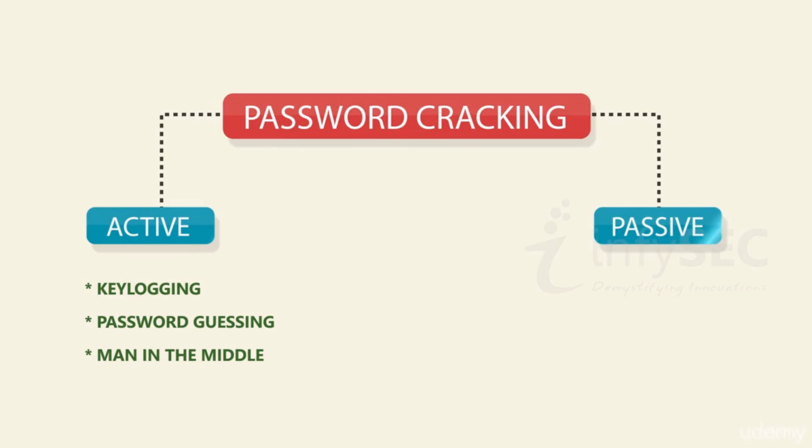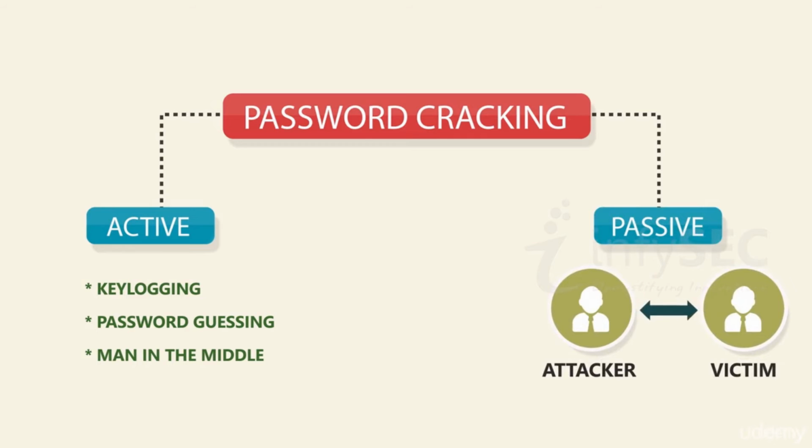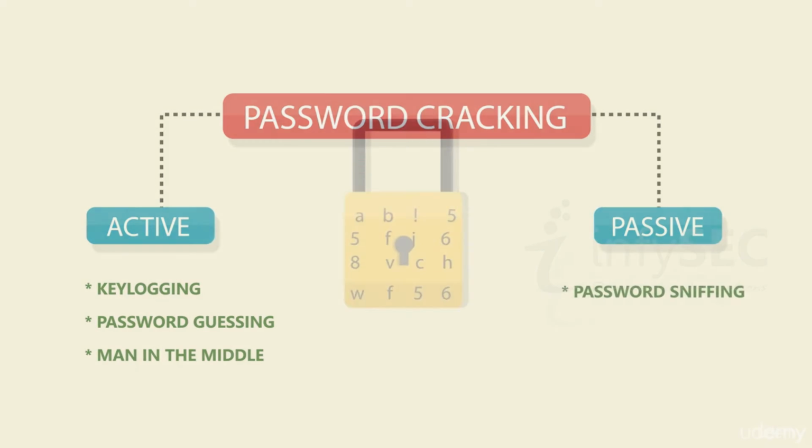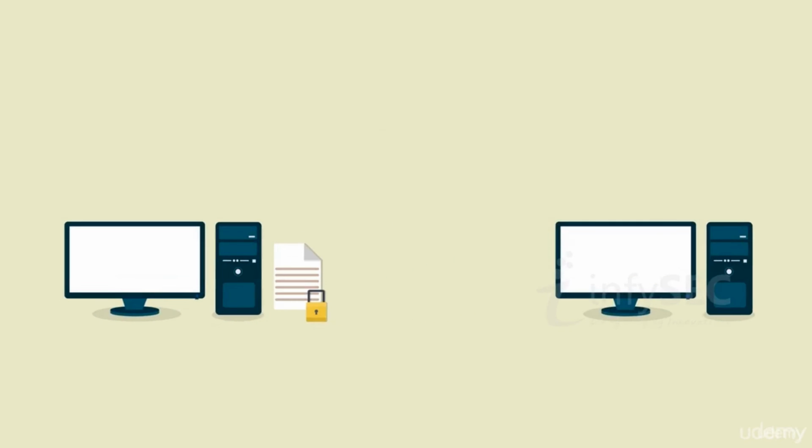Passive password cracking. Cracking passwords without directly intruding on the victim machine is called passive password cracking. There is no direct communication between the attacker and the victim. Password sniffing. Even though encryption methods provide a secure data communication, it does not prevent someone from knowing that something is being transmitted when intercepted and examined by a third party.